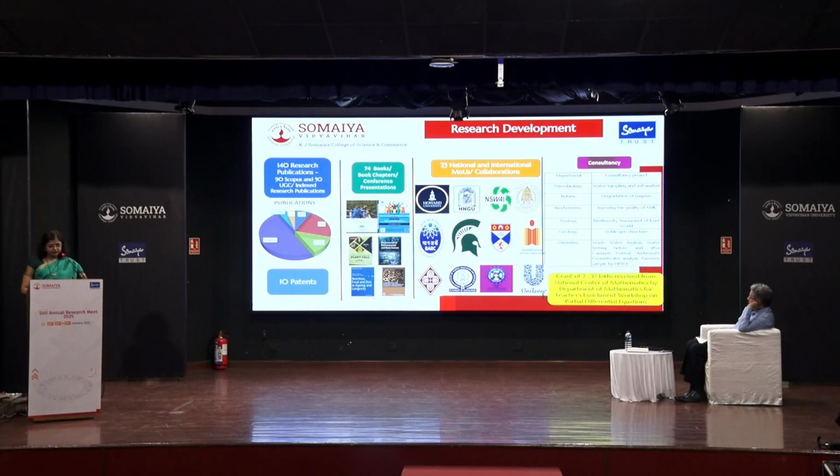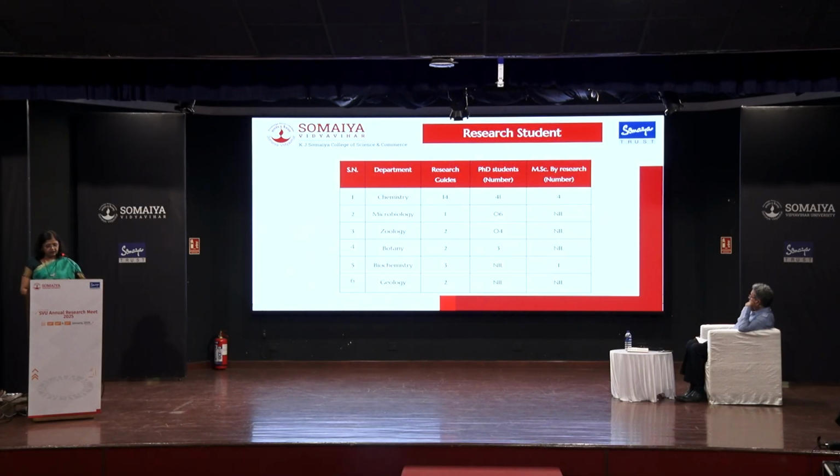Mathematics department also, we don't have PG, but we have UG, 2.37 lakhs of grant for the National Center of Mathematics. So overall, in chemistry we have 14 research guides, and now we have 41 students who are doing PhD, 4 MSc by research. Actually, we don't get MSc by research students nowadays because MSc by papers admissions are very easy, and therefore it's very difficult. In microbiology, we have only 1 research guide because most of the teachers are retired now.